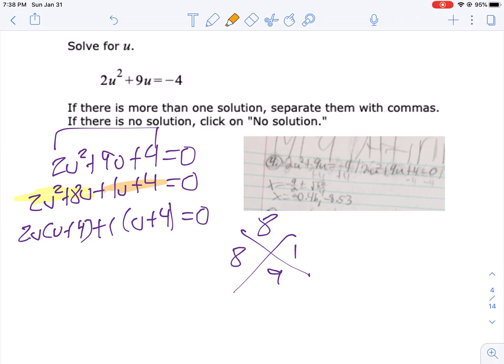Notice the parentheses are the same, so we're going to factor that parentheses out. So we're going to get u plus 4 for our first parenthesis. Our second parenthesis is what's left over after you factor out u plus 4, and that'll be 2u plus 1 equals 0.